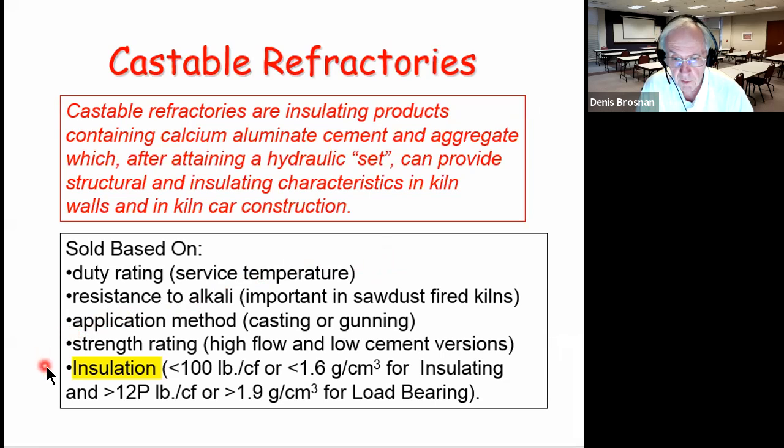Nevertheless, we know that they're insulating castables, and those are typically less than 100 pounds per cubic foot, or less than about 1.6 grams per cubic centimeter. They're hard castables for load-bearing applications that are generally greater than 120 pounds per cubic foot, or greater than about 1.9 grams per cubic centimeter. So we have insulating castables and we have lightweight castables. Lightweight obviously used for insulation, and dense castables used for facing of furnaces, furnace hearths if they're used for that, arches and things of that nature.